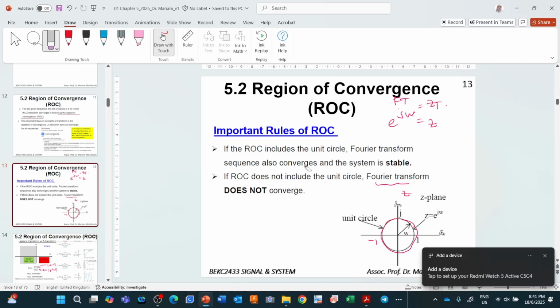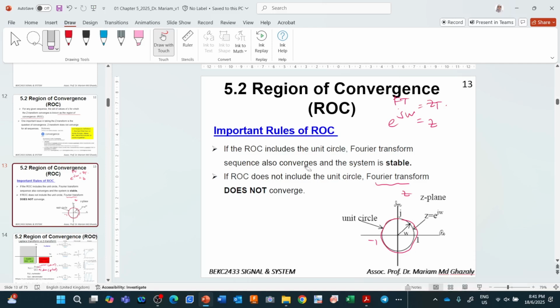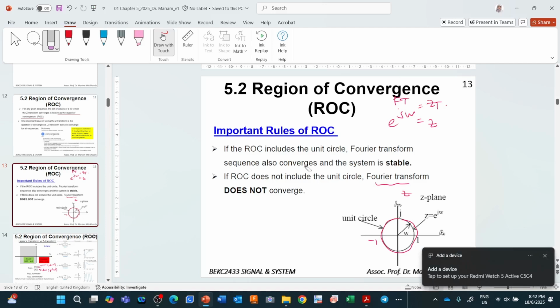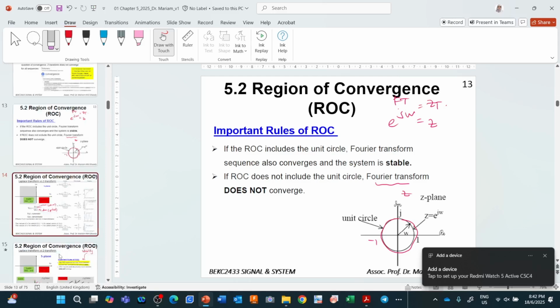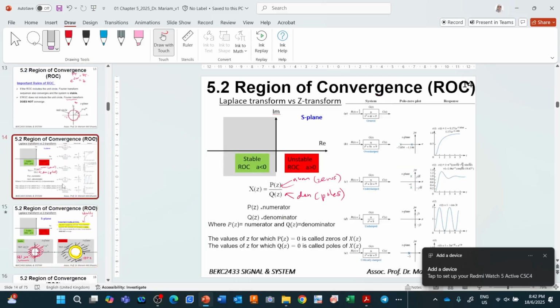So we call this Z more than alpha an outward type ROC. There are 3 types: outward, inward, and donut type. Donut is like a donut. Let's see how the donut looks. It's like a donut actually. So here, if it does not include the unit circle, then it's not converged, which means that it's not stable. Okay, so let's look at this one.